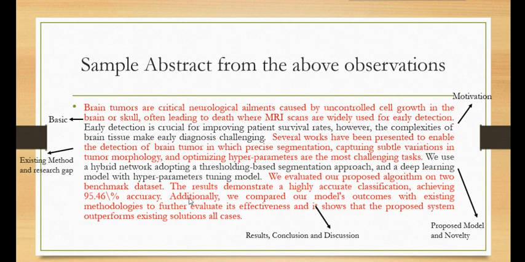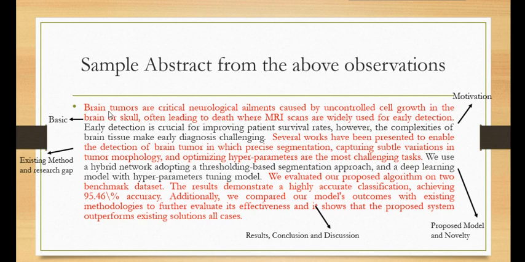So let's show an example. So here I have writing what I have writing. If I mention, for example, since my application is brain tumor detection, why brain tumor is used? Brain tumors are critical neurological elements, where MRI scanners are widely used for early detection. That means I have mentioned here the introduction part.